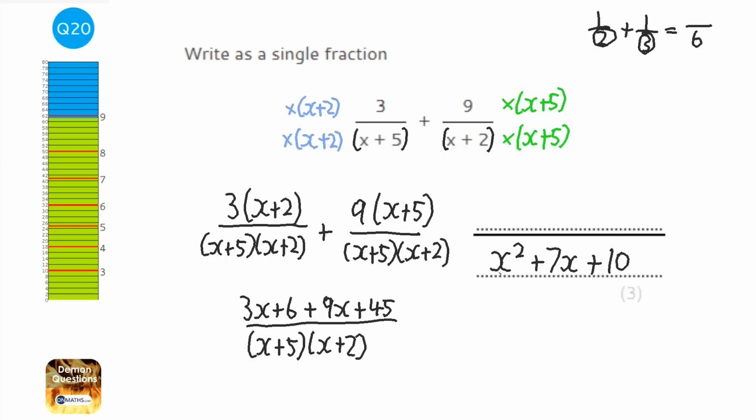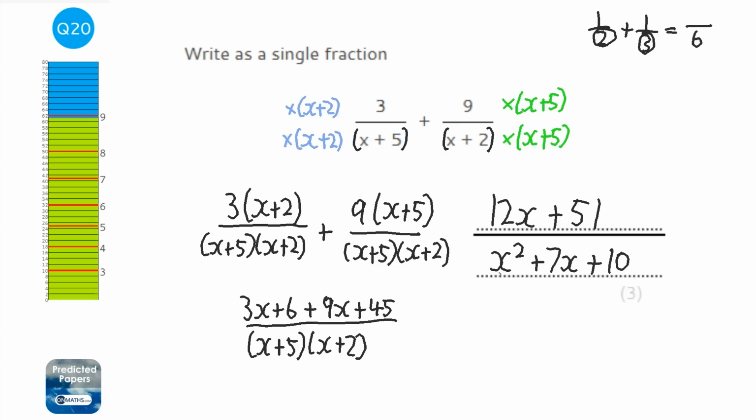If you don't know how to do that, see our video on expanding quadratics, or expanding quadratic equations, or expanding quadratic brackets. And let's collect the like terms at the top. So 3x plus 9x is 12x. And then 6 plus 45 is 51. And that's my final answer.